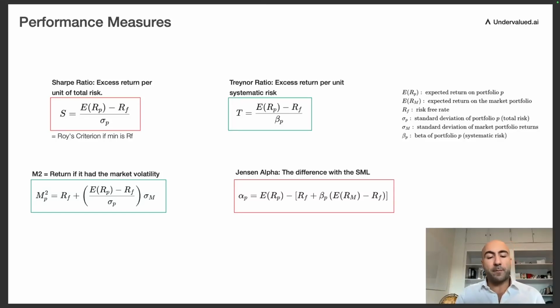There are four main performance measures that we use to measure performance. I mean, there are others, like the Treynor ratio, but for this introduction, we'll focus on Sharpe, Treynor, Jensen, and M2, or M squared. So the first one, Sharpe, as we said, is the excess return per unit of volatility.